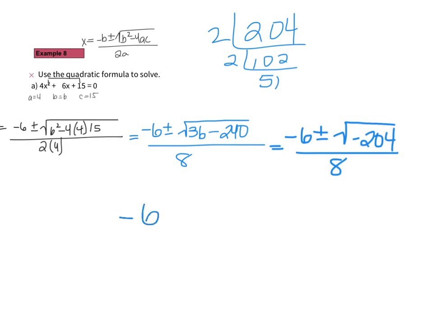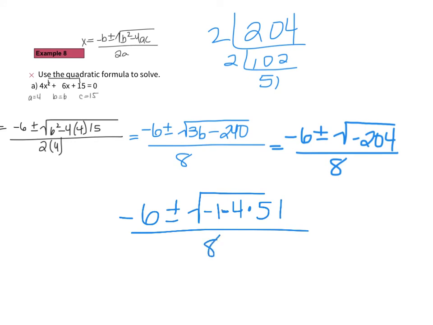So I have negative 6 plus or minus the square root of negative 1, 4, and 51. You agree with me? Yes. No. Why not? I was trying to find a perfect square. Negative 1 is the negative from here. Okay.